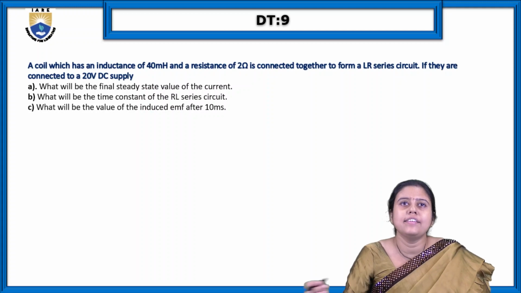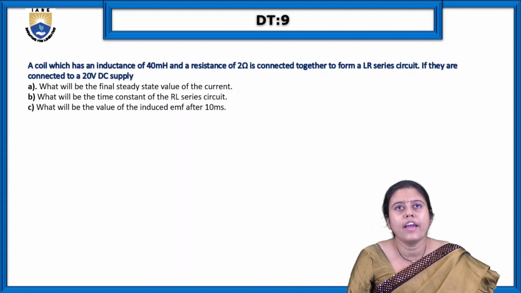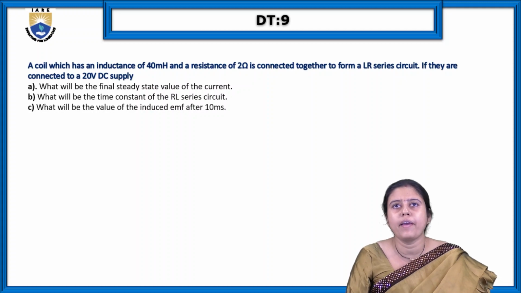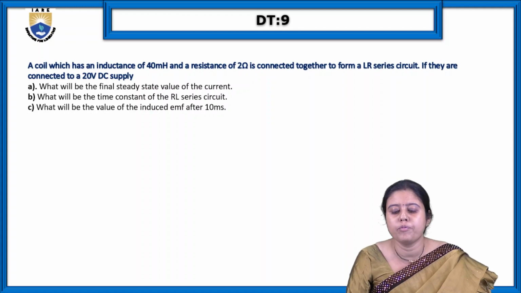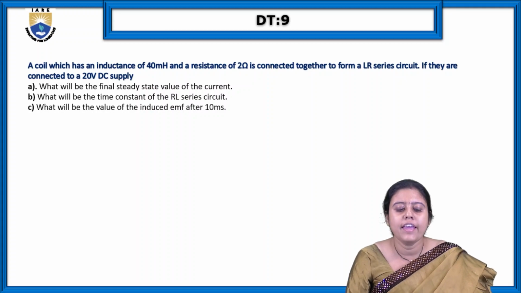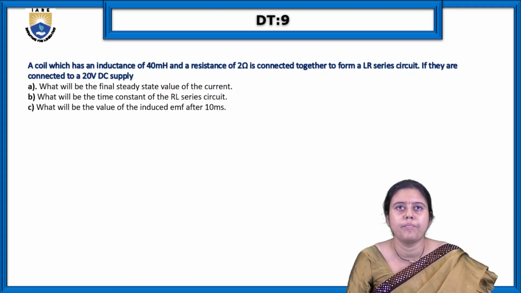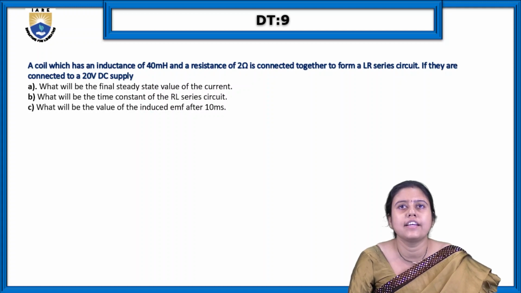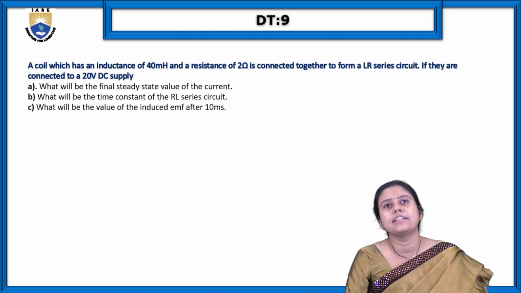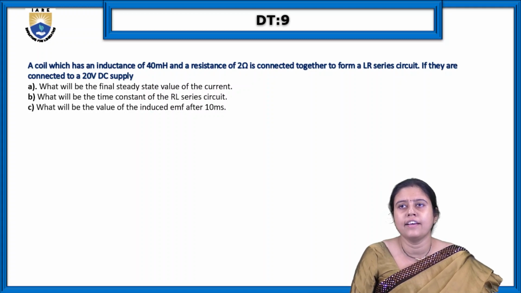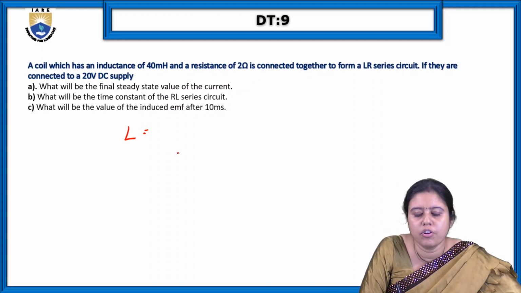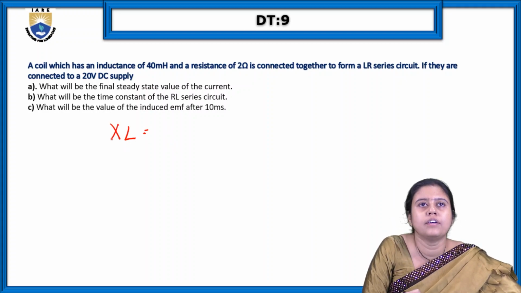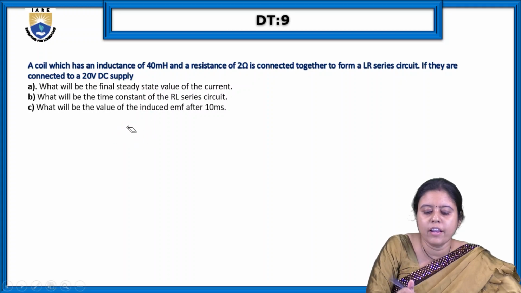Now we are going to a very easy and small problem. A coil which has an inductance of 40 millihenry and resistance of 2 ohm is connected together to form an LR series circuit. If they are connected with a 20 volt DC supply, find the final steady state current. First we will write how to calculate the current.